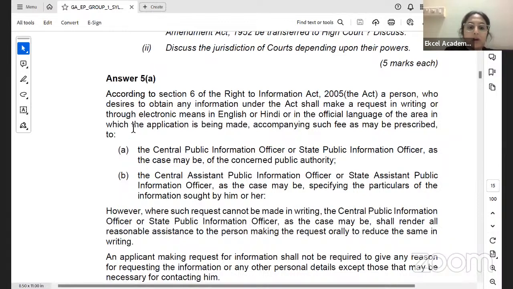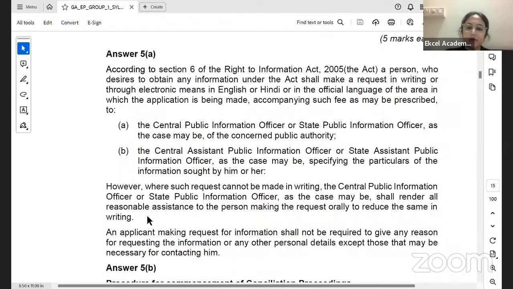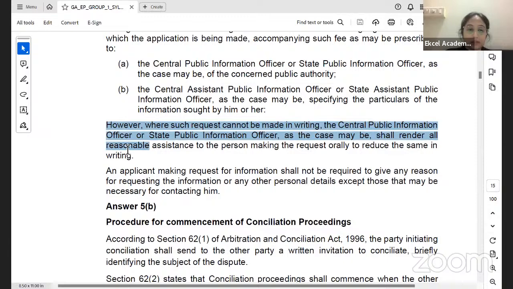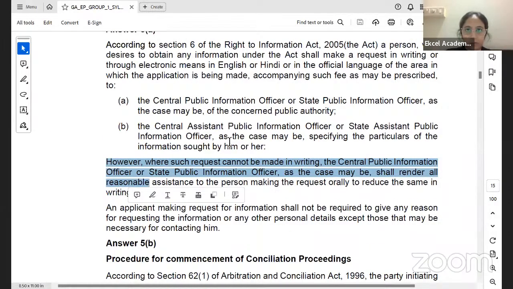To whom you are making the request, two officers are important: the Central Public Information Officer or the State PIO, as the case may be, of the concerned public authority. If you want information from a state government department, you have to make the request to the State Public Information Officer. If it is a central government department like the income tax department, you have to make the application to the Central Public Information Officer. Or if it is at sub-district level, you have to ask the Central Assistant PIO or State Assistant PIO, specifying the particulars of the information sought. This much you have to write about the officers.